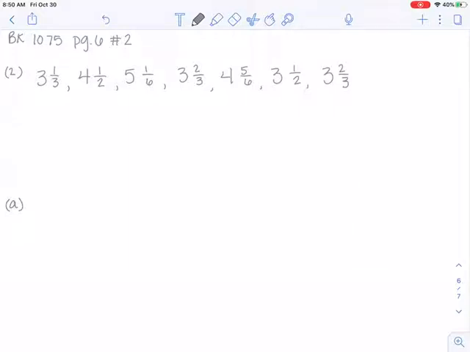Alright, so first things first. 1/3 is 0.3 repeating. 1/2 is 0.5. 1/6 is 0.16. The 6 is repeating. 2/3 is 0.6 repeating. And I'm writing down 2 of the repeating numbers just so it's easier to compare them, in case some have more than one number. One decimal point, I mean. So 5/6 is 0.8333. The 3 is repeating. 1/2 again is 0.5. And again, 2/3 is 0.6 repeating.